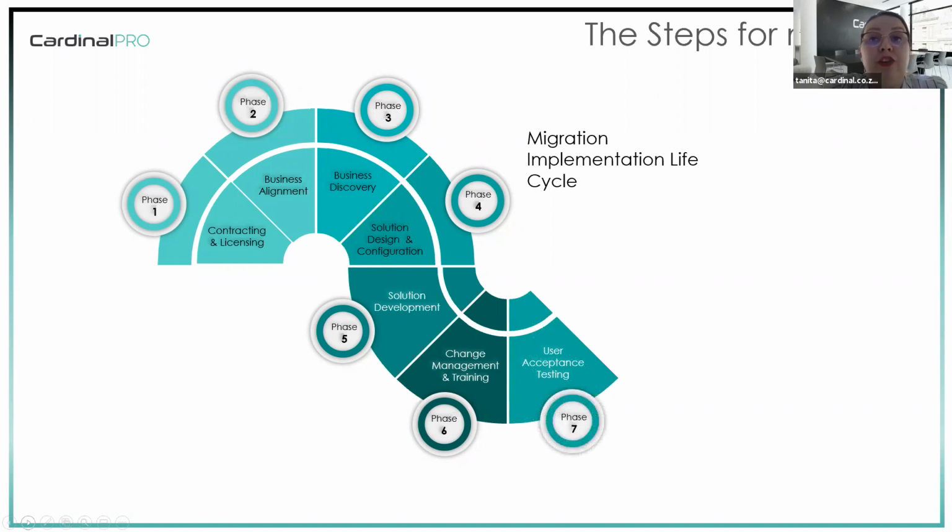Phase 7 talks about user acceptance testing. Again, a very important process as part of the journey to make sure that everything that we have implemented, everything that we've demonstrated, and anything that we might have developed for your business has been implemented correctly and carries your sign-off before the final phase of go live.